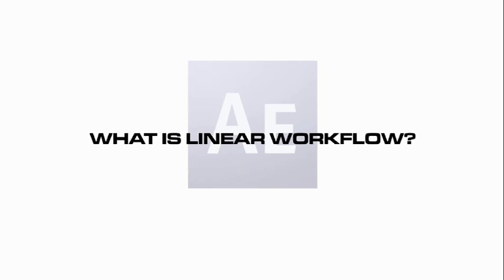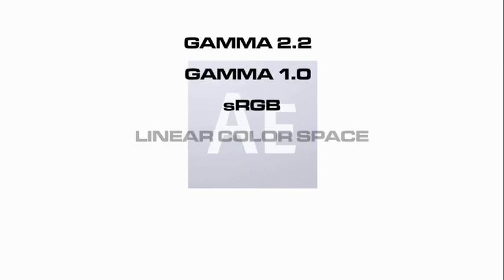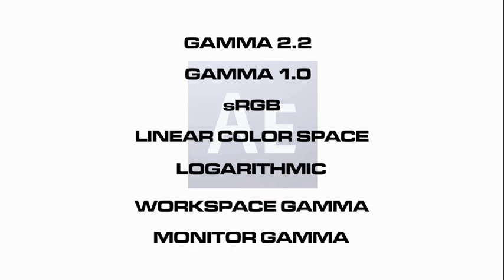So what is linear workflow? There are many confusing terms out there: gamma 2.2, gamma 1.0, sRGB, linear color space, logarithmic, workspace gamma, monitor gamma. Well, I'm here to break it down in a way that helps me understand it and hopefully will help you understand as well. I should go ahead and say that what I'm about to explain is an oversimplification, but for our purposes it's going to be close enough.